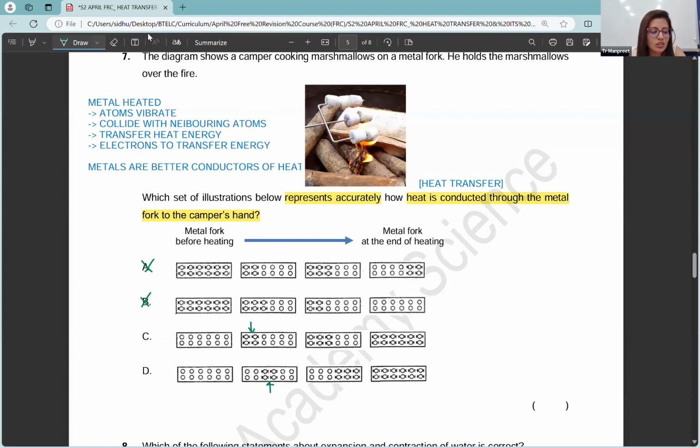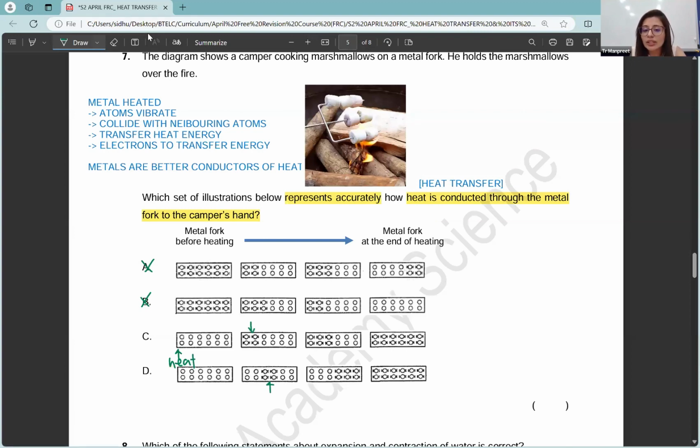Okay, so when you start to heat, you always heat from the left to the right. It doesn't just start from the middle. Okay, so heating is always from one end to the other end. So you start from here, then it collides.